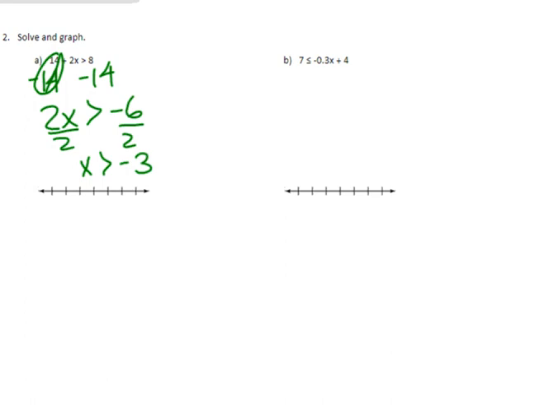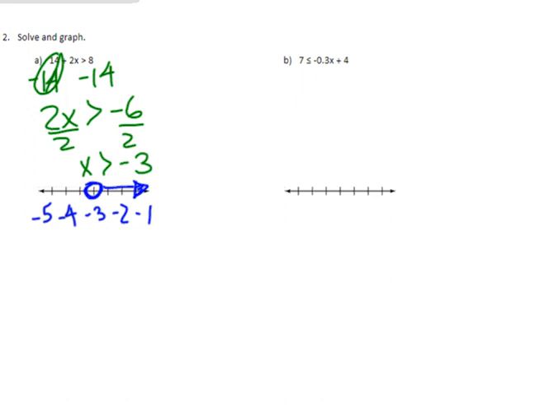On your number line, be sure you're including at least 5 numbers. So I'm going to put negative 3 kind of in the middle, and then negative 4, negative 5, negative 2, negative 1. This will be an open circle at negative 3, and since x is greater than, it will go to the right.